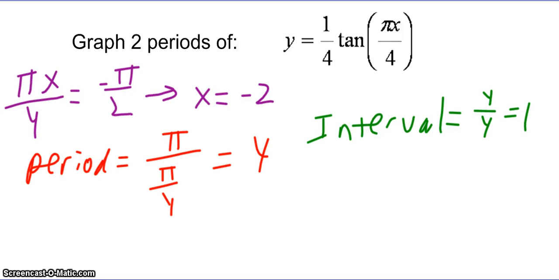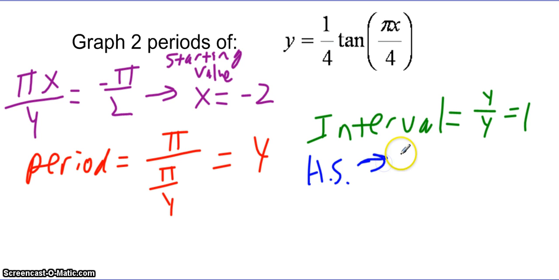Alright, so we'll continue on with this. So we have our starting x values, so I'll label that. Remember, this is not the horizontal shift. Actually, if we find the horizontal shift, which we don't need for graphing, this we would get by setting bx minus c equal to 0. This is our horizontal shift.